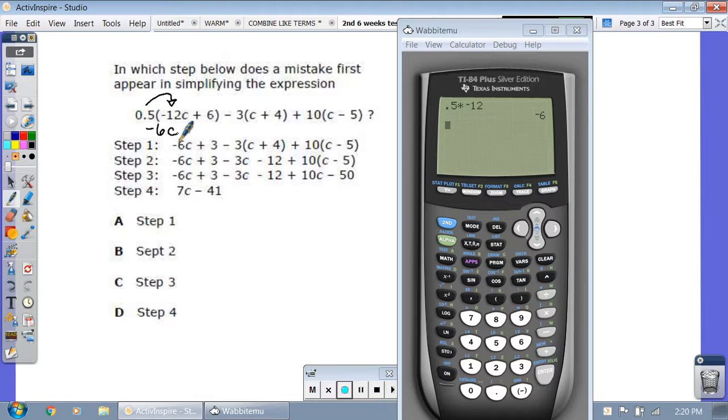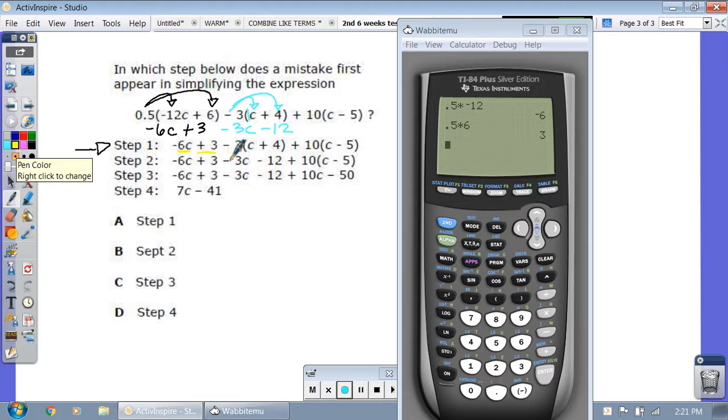So when I multiply by half, I'm really just dividing it by 2. So if I do 0.5 times 6, I'm going to get positive 3. If you look right here in step 1, it looks like that's what they've done so far, right? They've done everything that we have. So let's keep going. Let's do the next distribution. Negative 3 times C, or negative 3 times 1C, would be negative 3C. And then negative 3 times positive 4 is going to give me negative 12.